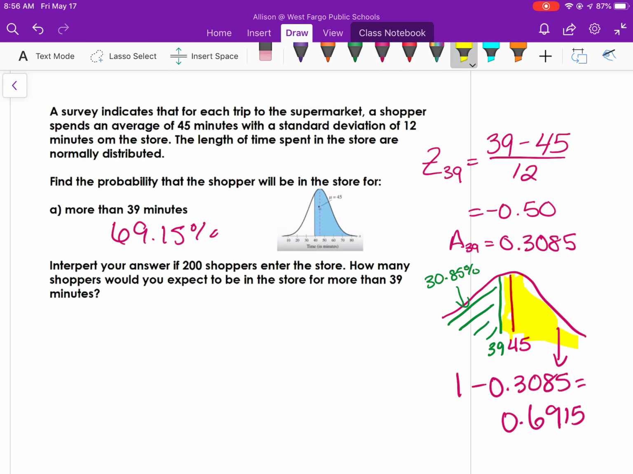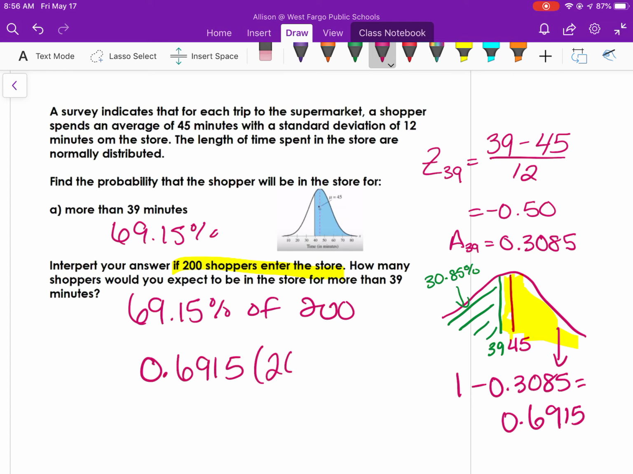Then interpret your answer if 200 shoppers enter the store. Well, then I want 69.15% of 200. Or I take the decimal, 0.6915, and multiply it by 200. And then I get 138.3, so I'm going to say it's approximately, I'm going to round down, 138 shoppers.